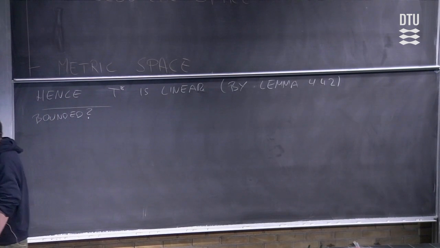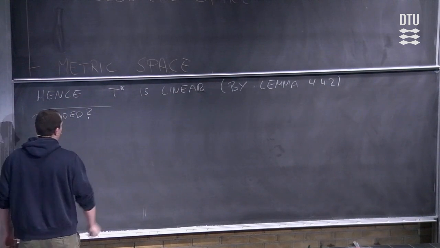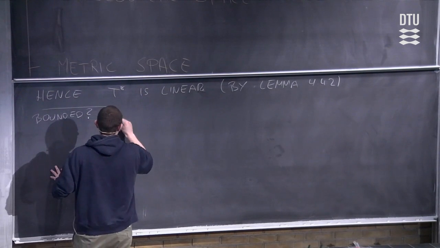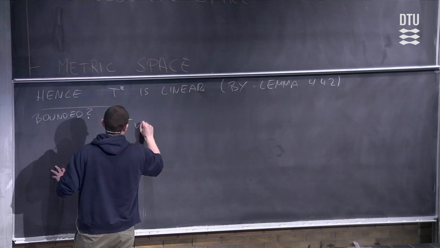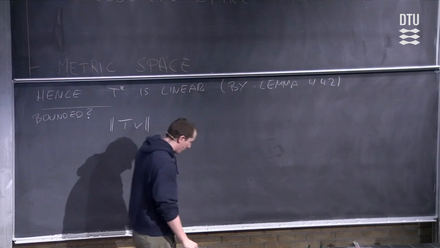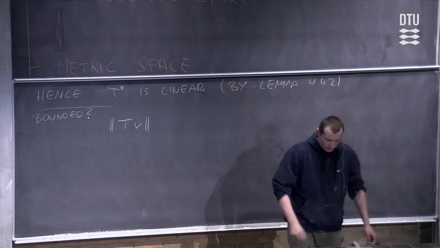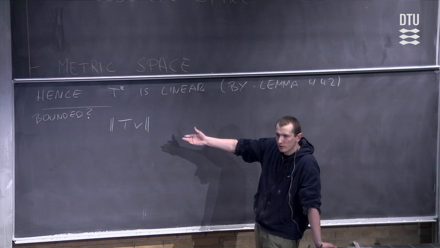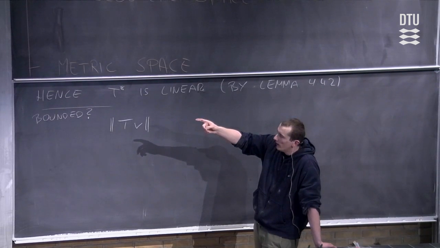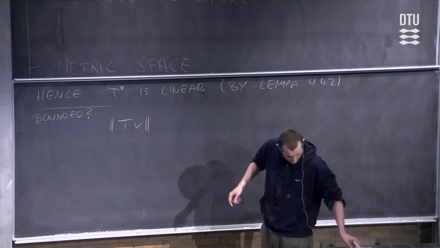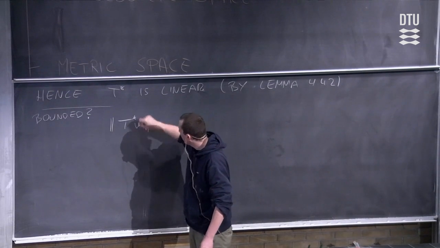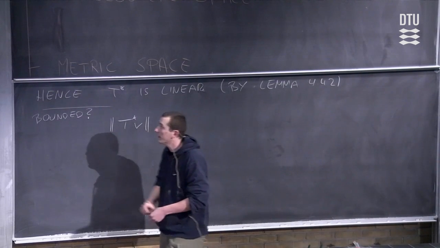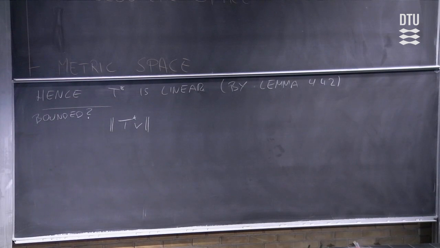So what does it mean to be bounded? It means that we have to look at the norm of T applied to some vector V. But now we have a problem because we want to look at the norm by definition of boundedness. But the only thing we know of our operator T star is with inner products. So do you know anything which relates inner products with norms?